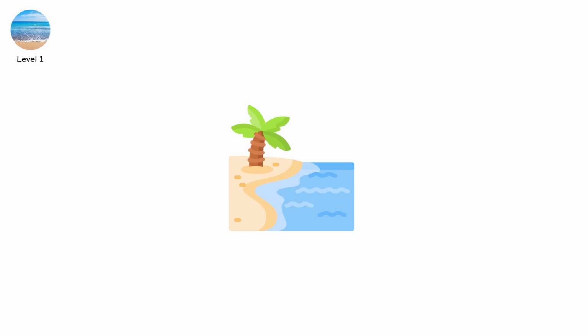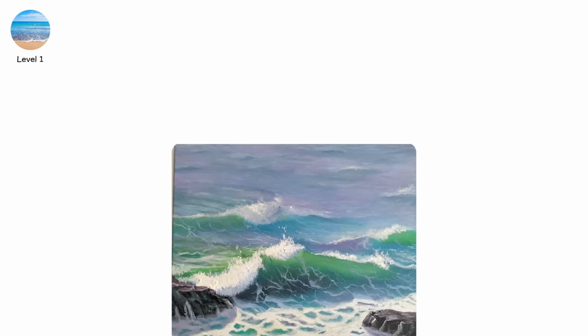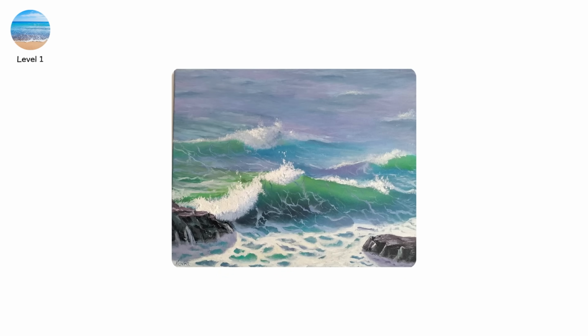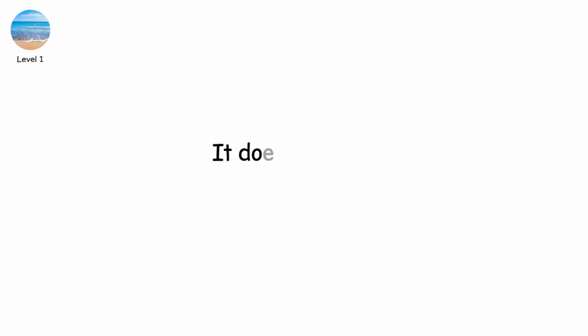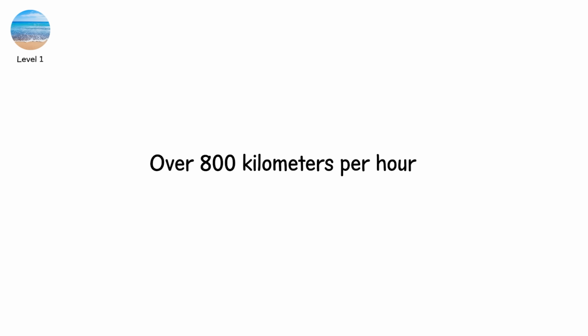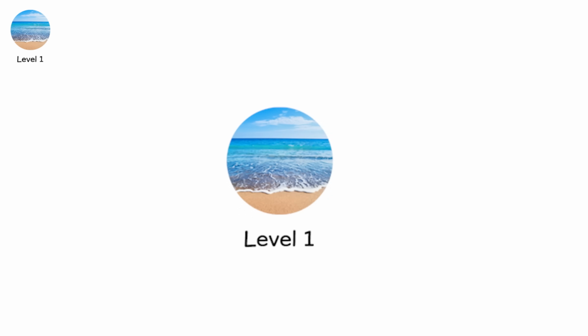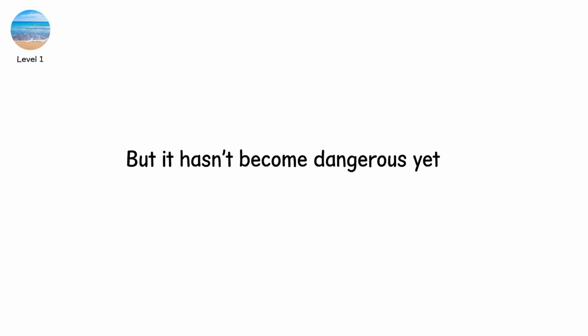But out at sea, you wouldn't notice. The wave might only be 30 centimeters high, barely more than a ripple. It doesn't crash, it doesn't foam. It travels silently, at jet speed, over 800 kilometers per hour. That's level 1. A tsunami has technically formed, but it hasn't become dangerous yet.